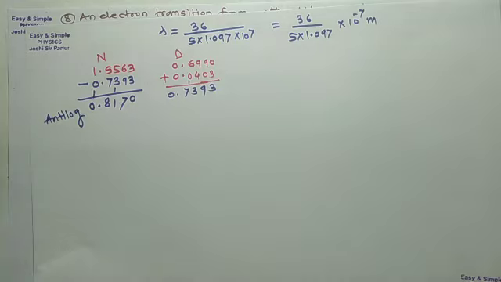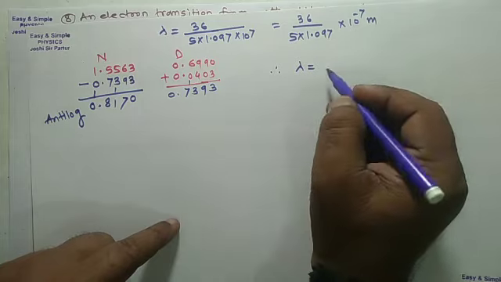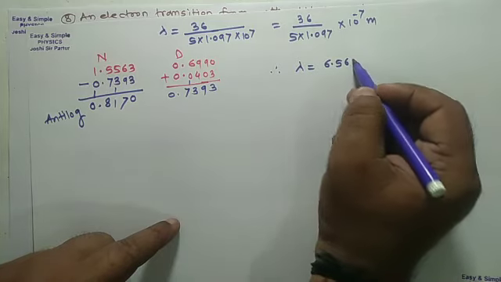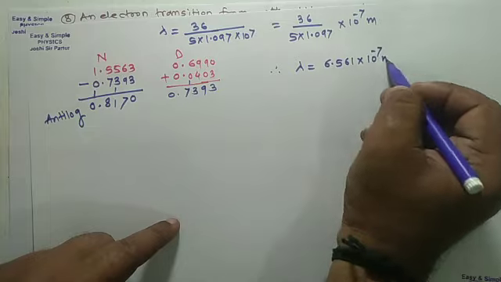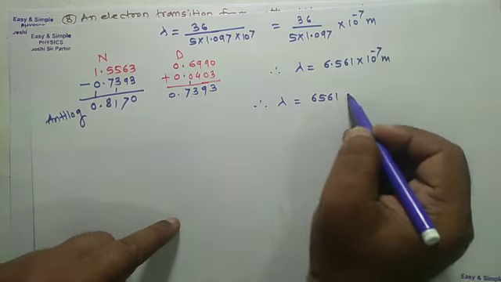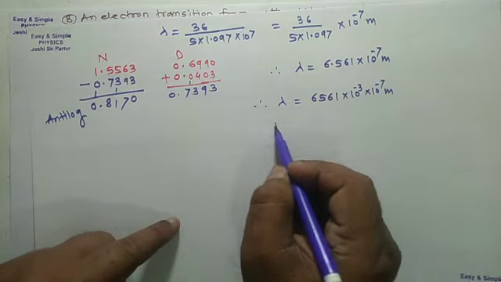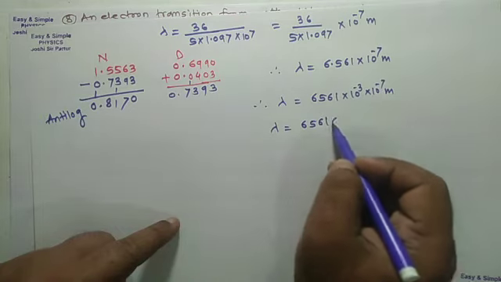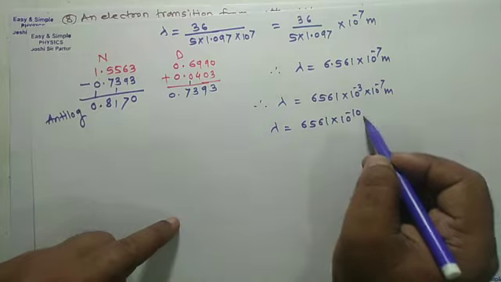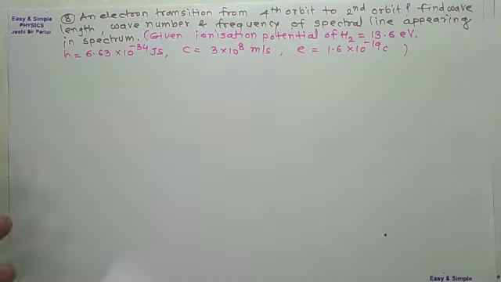Antilog of 0.81 in 7 will be lambda is equal to 6.561 into 10 raised to minus 7 meter. Therefore, lambda is equal to 6561 into 10 raised to minus 3 into 10 raised to minus 7, means lambda is equal to 6563 into 10 raised to minus 10 meter. That is the wavelength of emitted radiation. So this is the answer for given example.